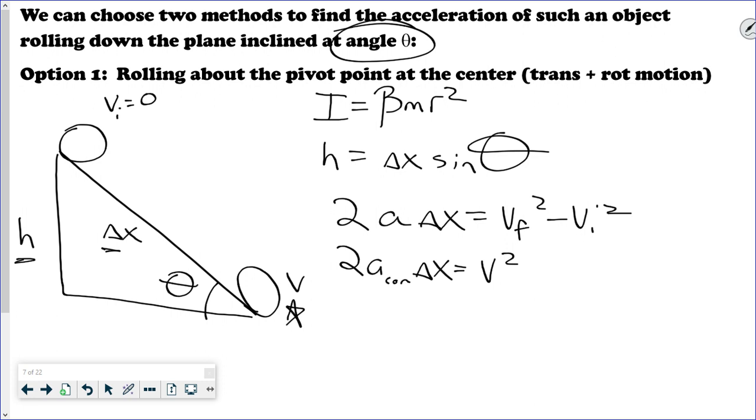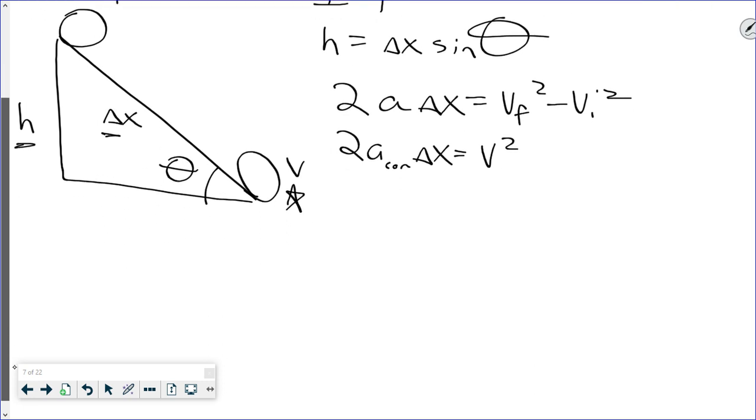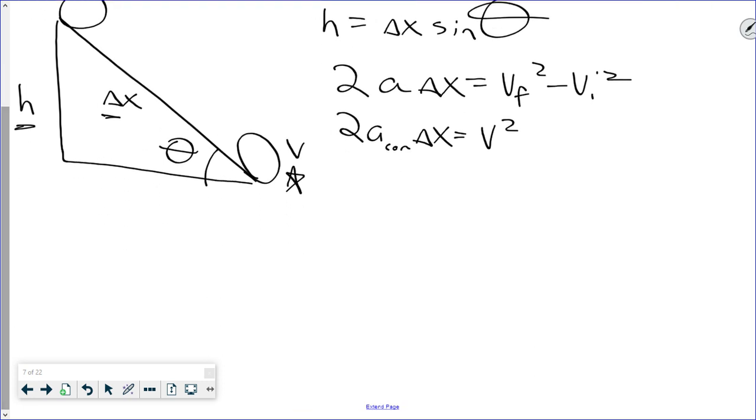Now let's see if we can figure out some stuff. What I know is, I'm going to change colors, that the total energy at the top is going to equal the total energy at the bottom. Oh, I should make a comment here.